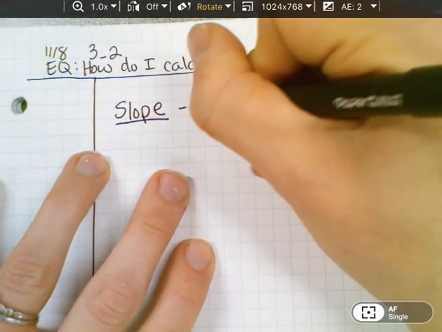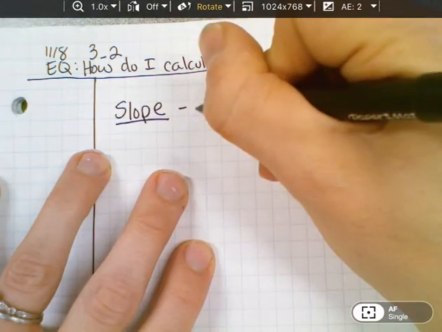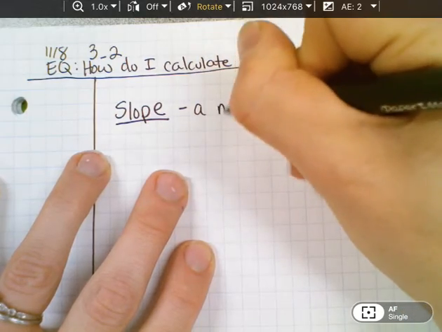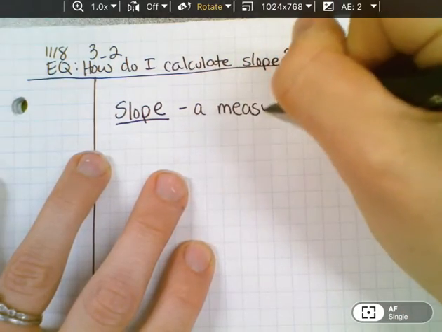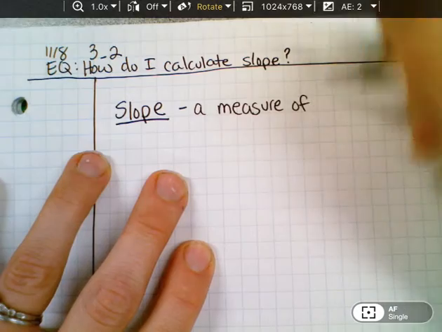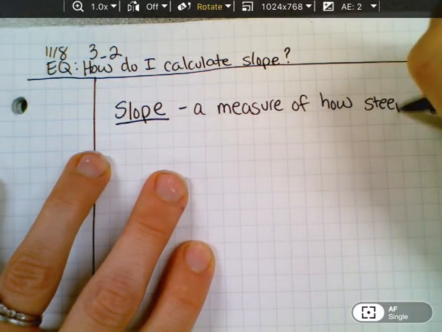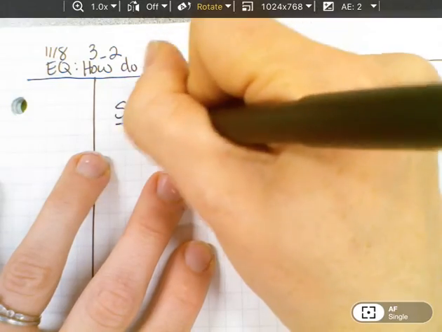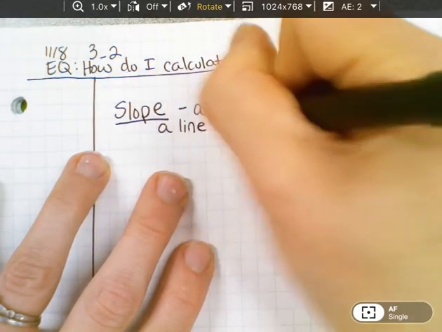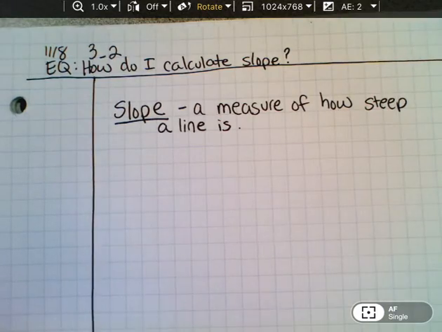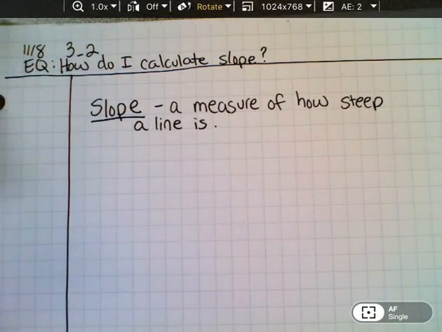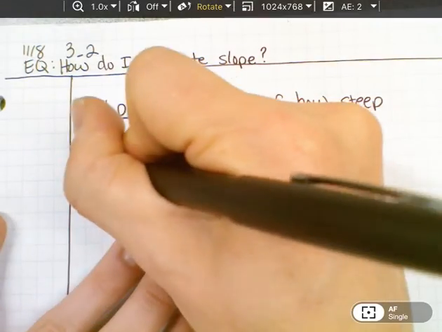Slope is the way we measure the steepness of a line. So it is a measure of how steep a line is. The bigger the slope, the steeper the line. There are four basic categories of slope.